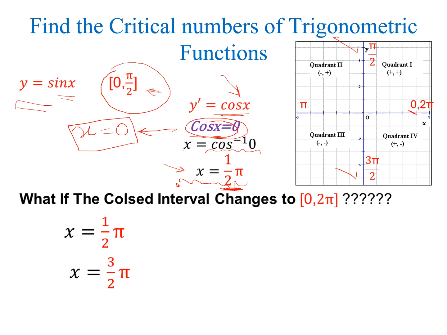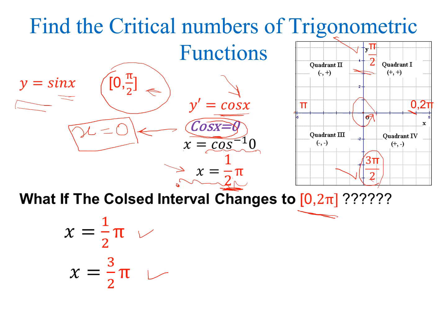Now, what if the closed interval changes to 0 to 2 pi? It means now you are talking about the whole circle. You already found that the first value is pi over 2. And if we go down where cos x is 0, the other angle is 3 pi over 2. So we will write the critical numbers as x equal to pi over 2 and also x equal to 3 pi over 2. So basically this is the idea to find the critical numbers.